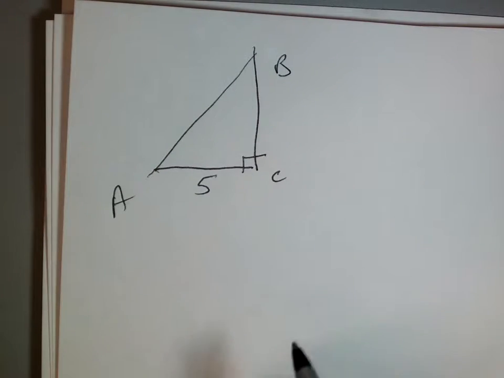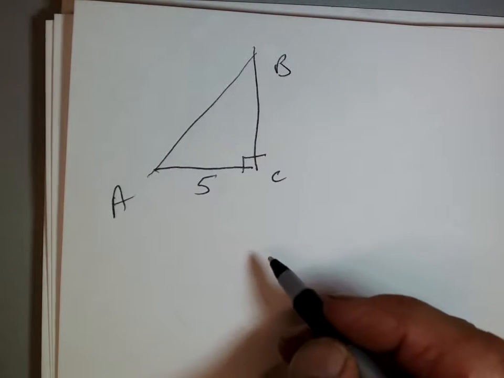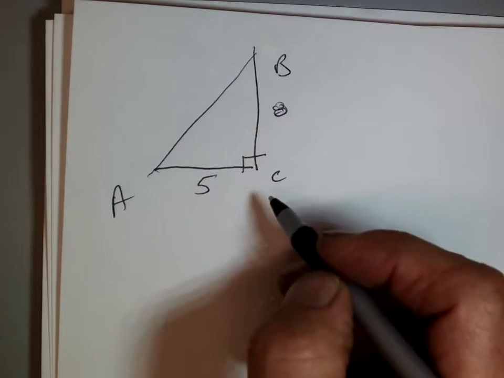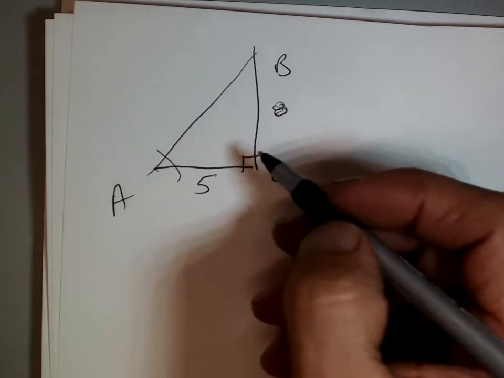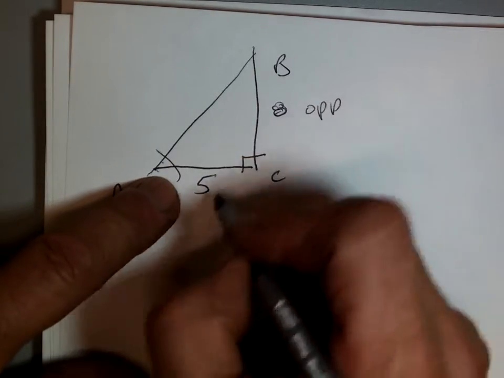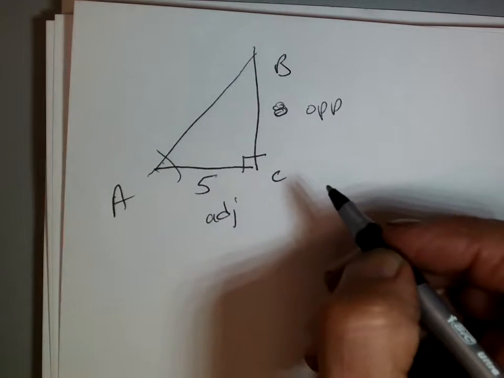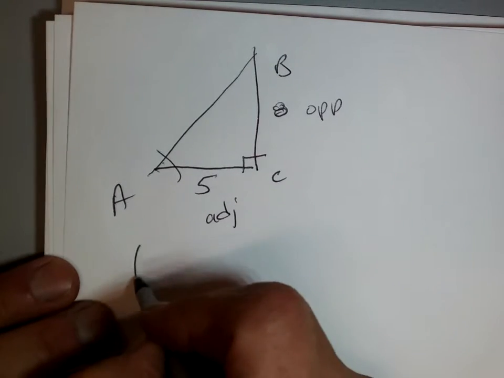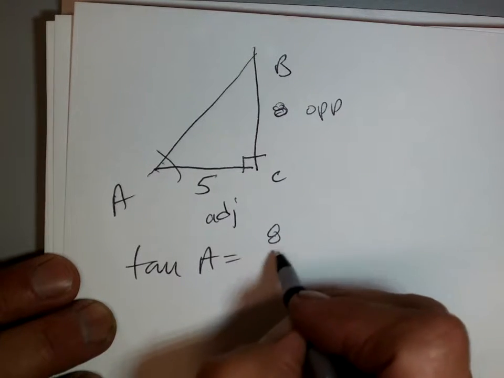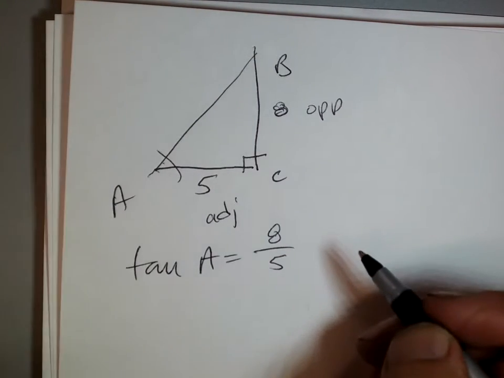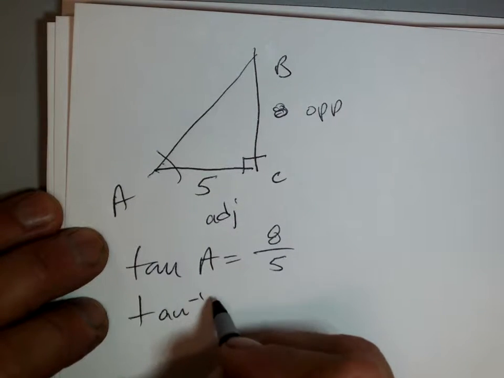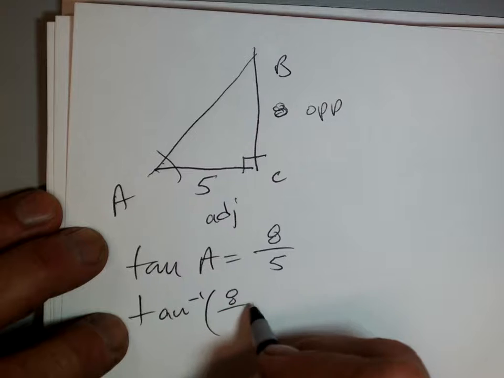So what do we know? We know that's 8. What can we find? Well, let's pick an angle. How about angle A? If I pick angle A, that's my opposite side, and that's my adjacent. If I need the angle, I'm going to go tangent of A is equal to my opposite over my adjacent. Then all I'm going to do is take the inverse, tangent inverse, because I'm looking for the angle, of 8 over 5.